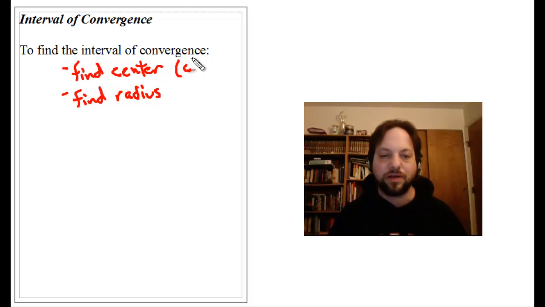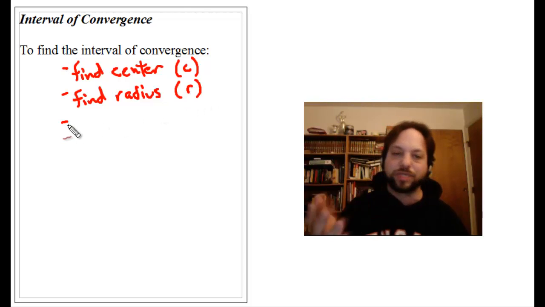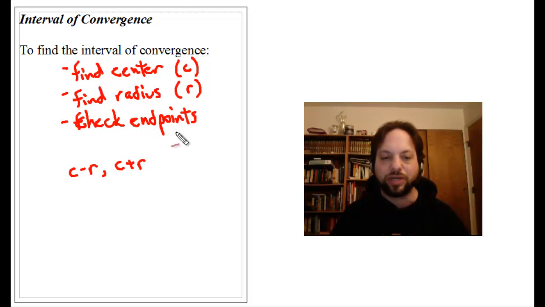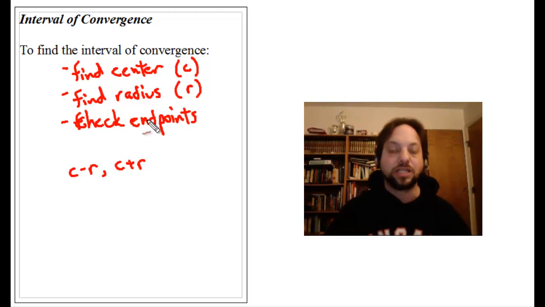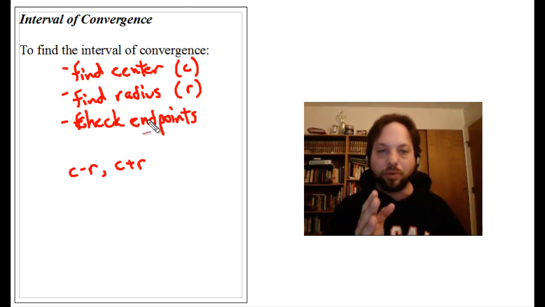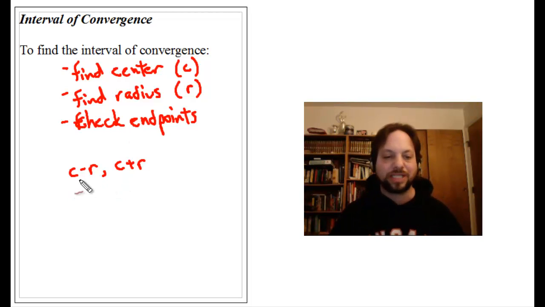The center, I'm going to call C. The radius, I'm going to call R. And the last thing we need to do, once we set up our interval, of course, that is the center minus the radius at the beginning and the center plus the radius at the end, is check our endpoints. It is possible that our endpoints will either be included or excluded from our interval, depending on whether the endpoints converge or diverge. And we need to check both endpoints every time. So we're going to set it up as C minus R, C plus R.